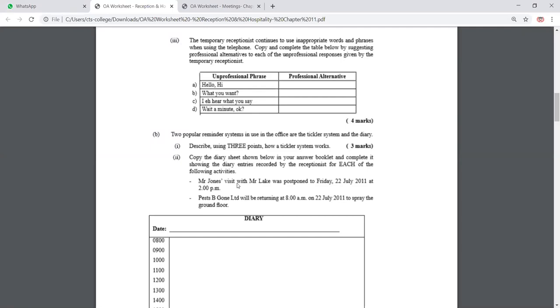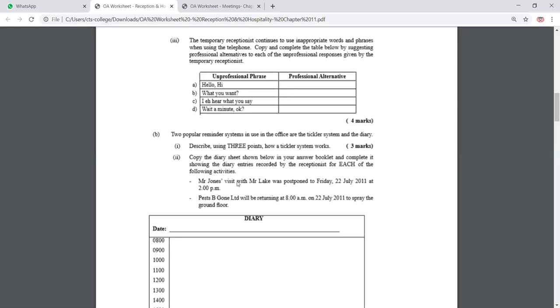Okay, I'm interested to see what you all are going to do for this table. We have some unprofessional phrases there, and you have to put the professional ones on the other side of the column. I'm interested to hear what you will have to say for this. Good day. How may I help you? Very good. So instead of hello, hi, you can say good day. Good day. How may I help you? I like that one.